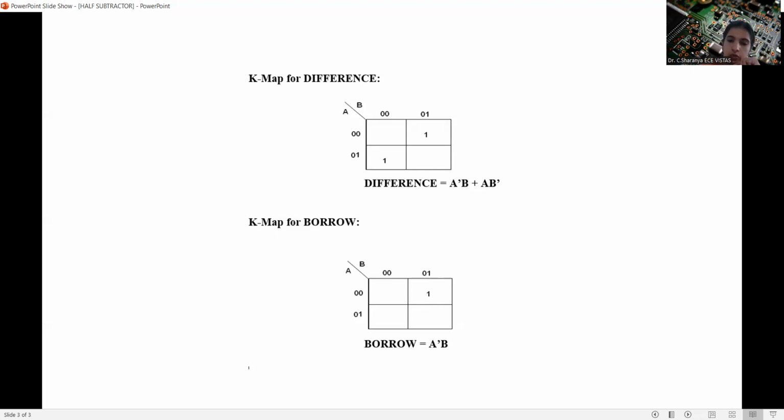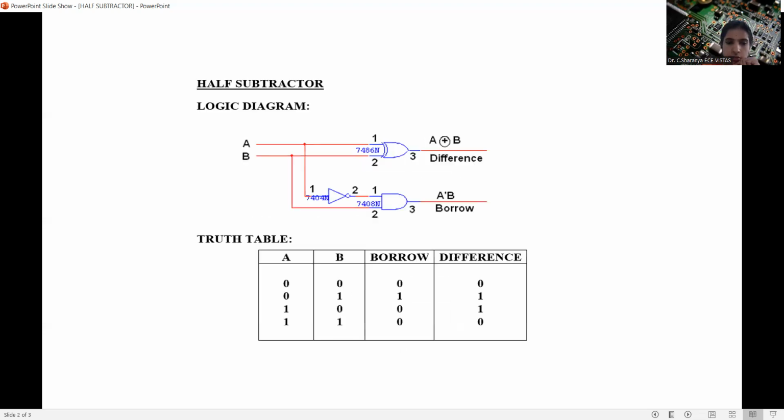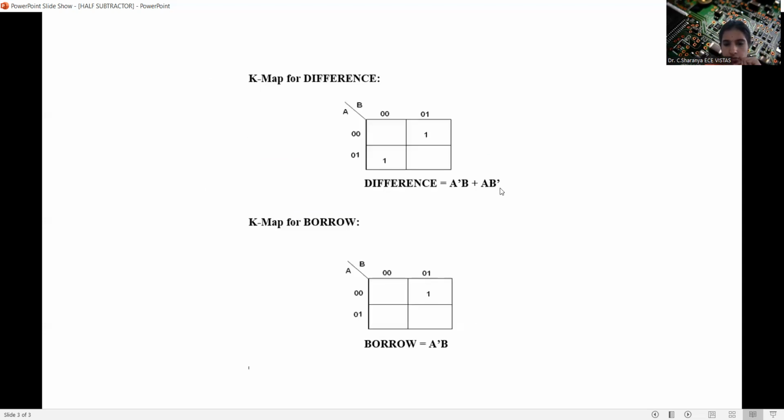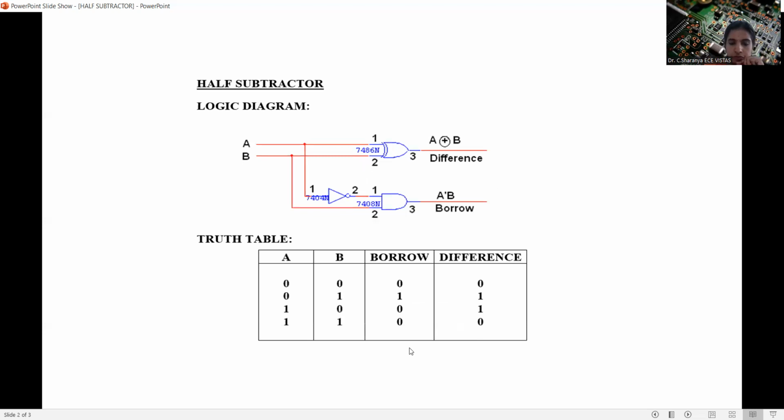Now moving on to the final step, which is drawing the logic diagram. We know that the difference is A XOR B and borrow is A bar B. So first we will draw an XOR gate. The two inputs are going to be A and B, and the output is going to be the difference, which is nothing but A XOR B. Next it is going to be borrow. Borrow is nothing but A bar B, so it is an AND gate, which is a multiplication of A bar and B.